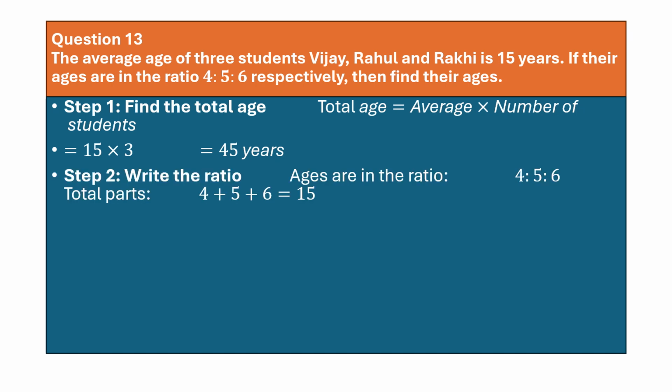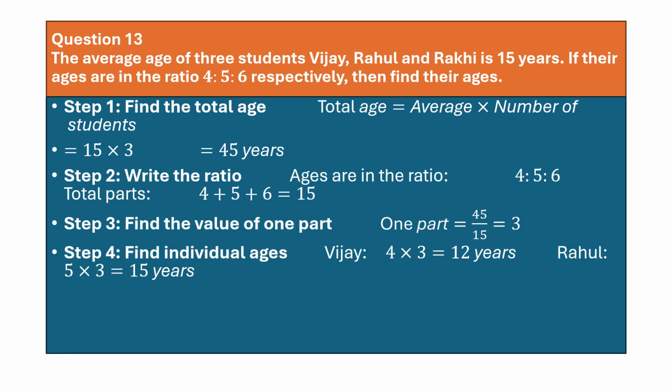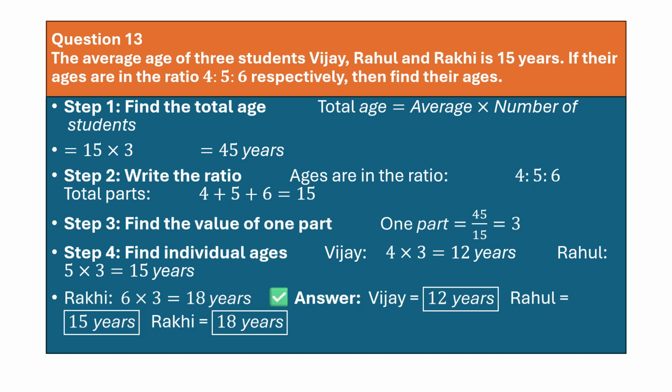What is step number 2 here? The ages are in the ratio which is given, 4:5:6. So you need to add 4 plus 5 plus 6, that gives you 15. Now find the value of one part. To find the value of one part, the total parts are 15 and the total age is 45. So 45 divided by 15 will give you 3. And how are you going to find the individual ages? Likewise we have 4 into 3 which is 12, then 5 into 3 is 15, and 6 into 3 is 18. So your answer will be 12 years, 15 years and 18 years.